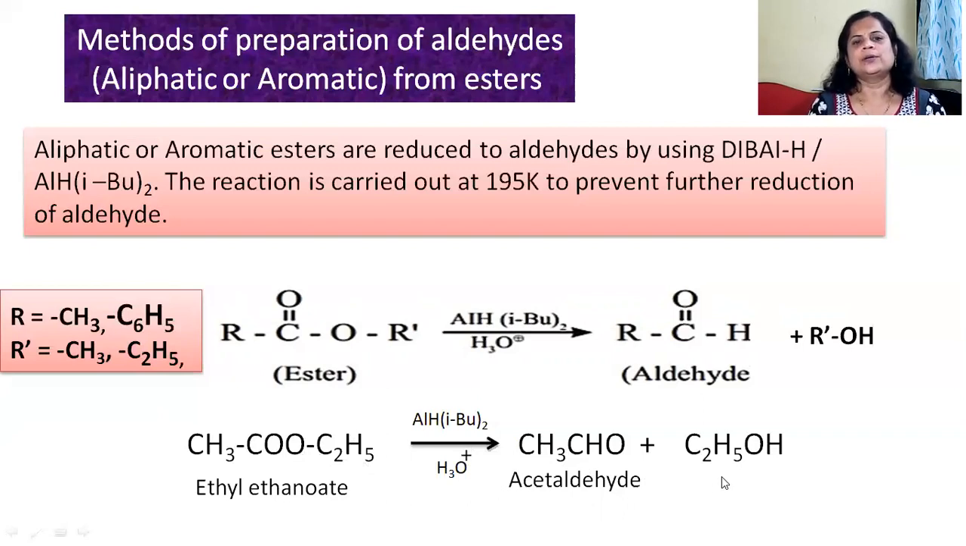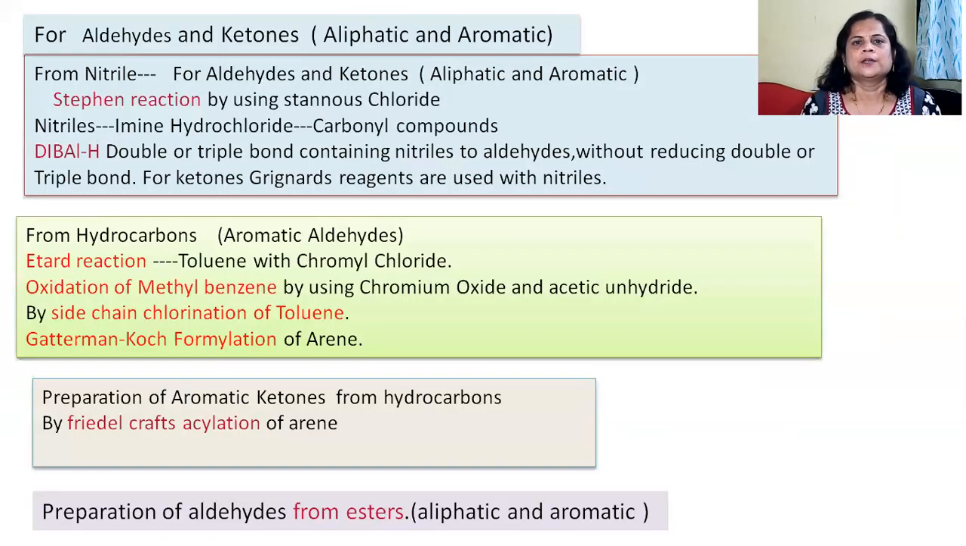So we are converting these esters into aldehydes, and if you take here R equal to C6H5, that is C6H5 C=O OC2H5, then according to that reactant we get the product with an aromatic aldehyde structure. Like that, we prepare aliphatic and aromatic types of aldehydes from esters. So here we completed the methods for the preparation of aldehydes and ketones.